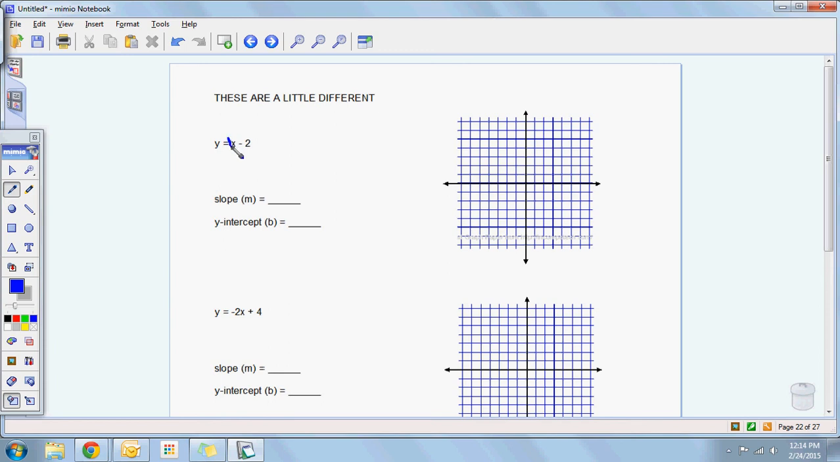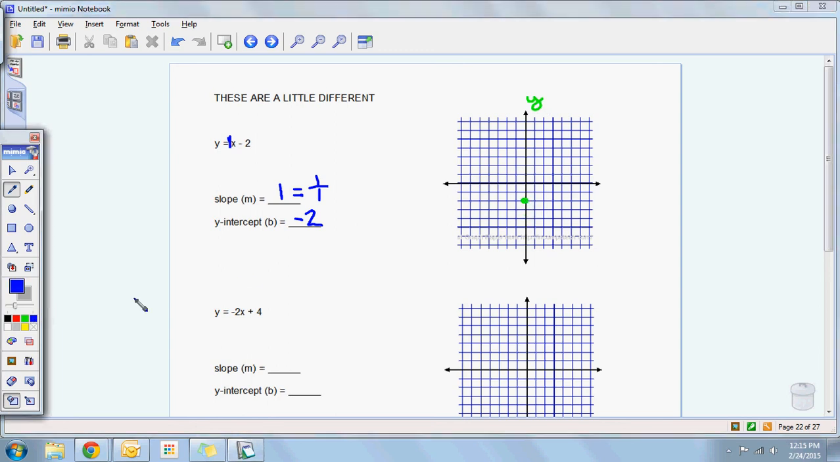Even though you can't see it, it's like there's a 1 in front of the x, 1x, okay? So our slope is 1, or if you want to make that a fraction, which you should, it's the same thing as 1 over 1. And our intercept is -2. So I'm going to begin at my b on the y-axis at -2. That's where I'm going to begin.